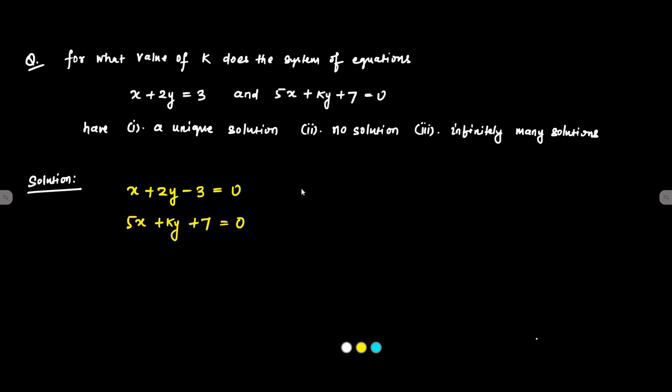The values of the coefficients and constants: a1 is equal to 1, b1 is equal to 2, c1 is equal to minus 3. Here a2 is equal to 5, b2 is equal to k, c2 is equal to plus 7. So first is for a unique solution.